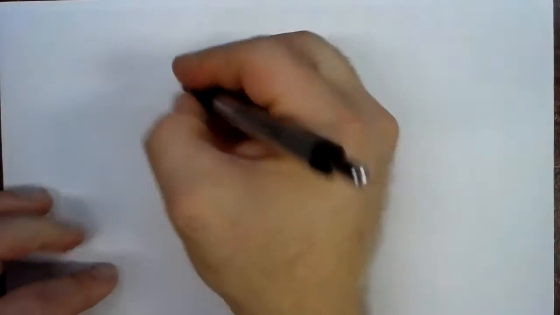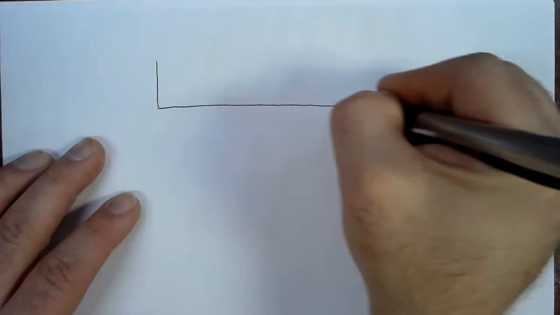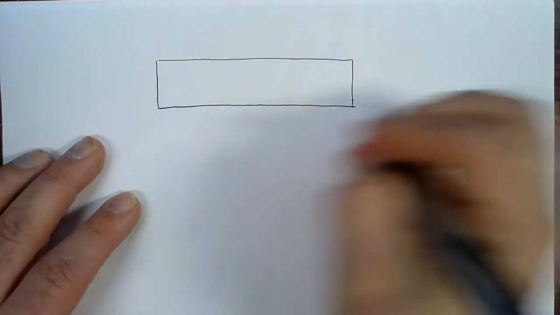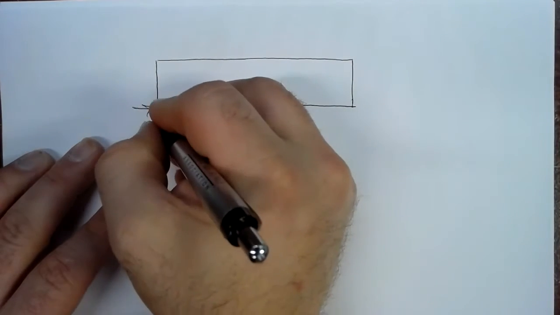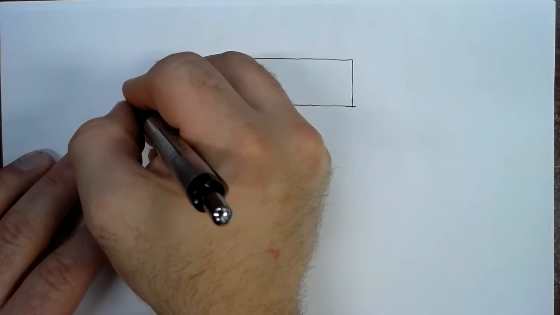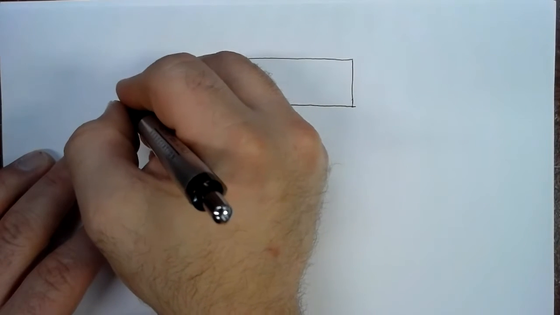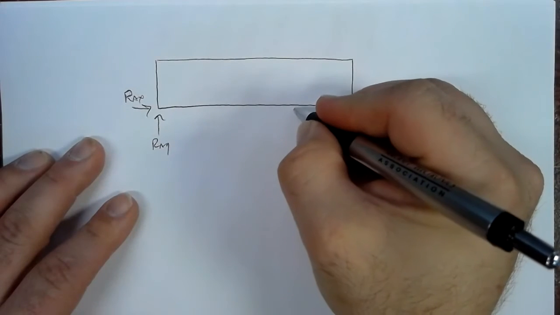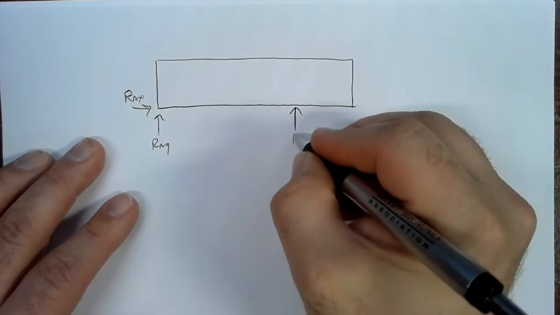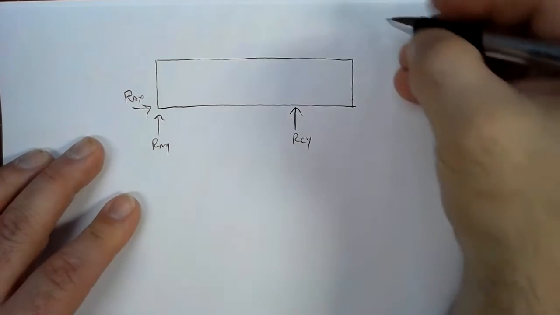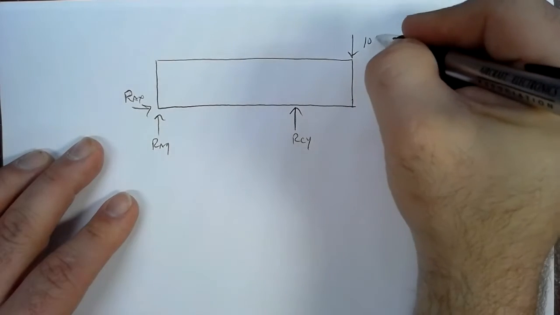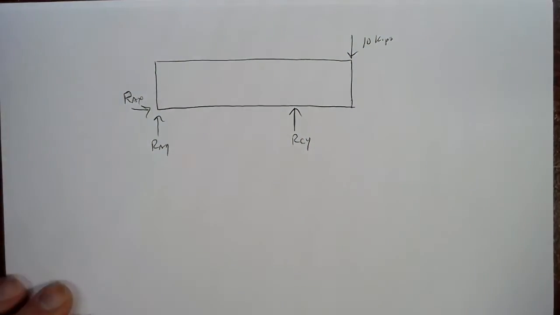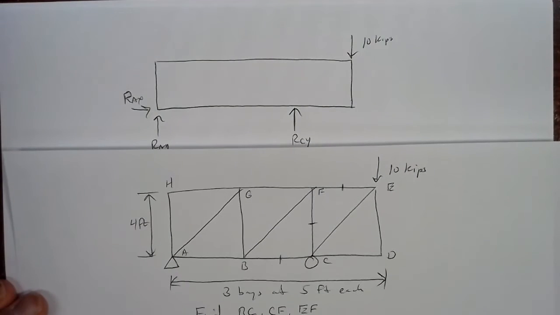For the reaction forces, we can treat the truss as just one big block. We don't have to worry about any of the internal structure or anything like that. We've got a pinned support at A, so that'll give us RAX and RAY. And then at joint C over here somewhere, we have RCY, and only one applied force, that 10 kips. So that's just taken straight from our original drawing.